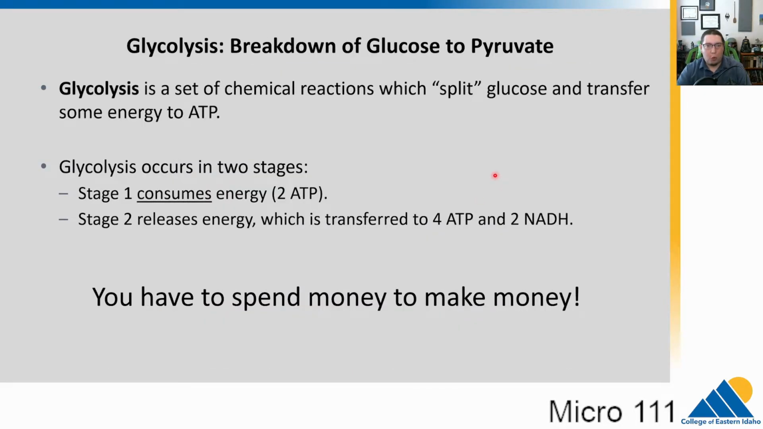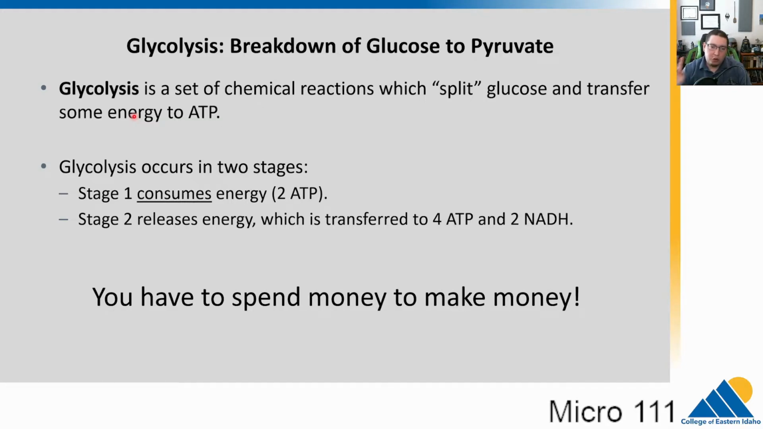But first, we're going to start with glycolysis. So glucose is a sugar, and glycolysis is glycolysis. Lysis means to break, so breaking of glucose. It basically splits it in half, and some of that energy is going to go into ATP.